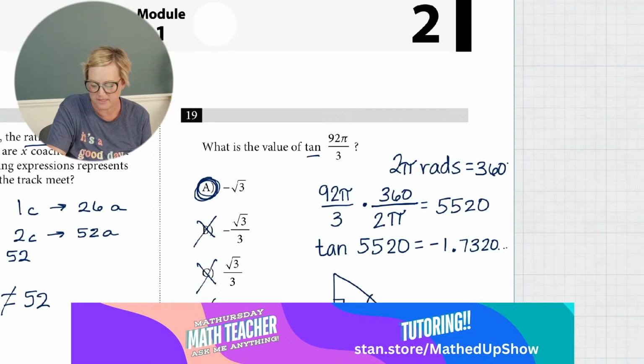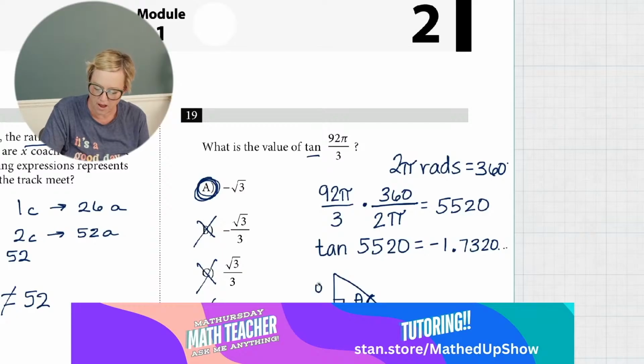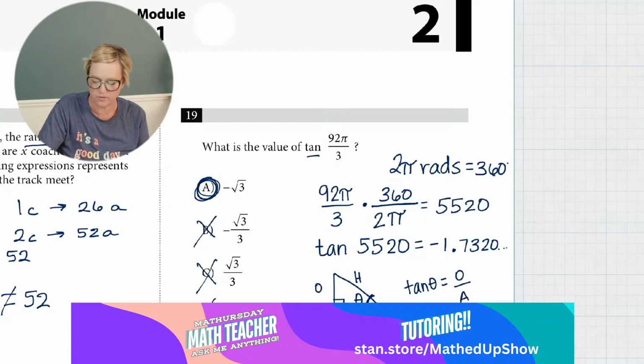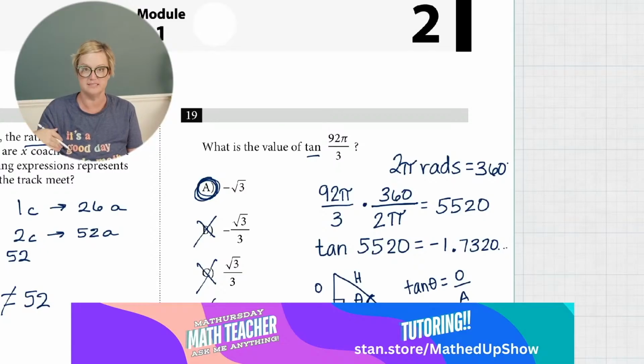So if you've got this angle here, that's theta, right? So this would be your opposite, this is your adjacent, and this is your hypotenuse. So tangent would be opposite over adjacent. So it's the opposite side length over the adjacent side length.